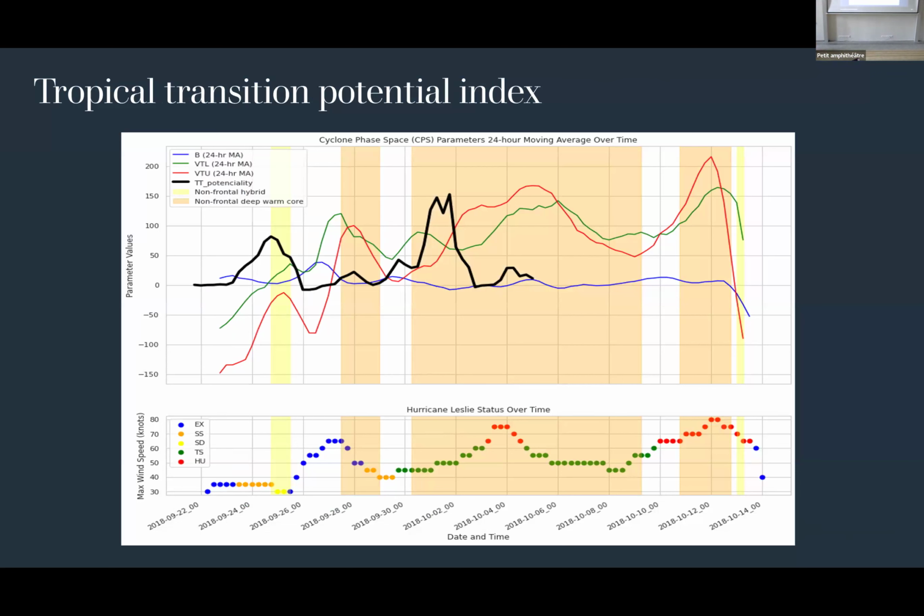So, well, that's all. This is just to prompt some discussion about the different points. The main idea is the cyclone phase space. Well, forgot this.